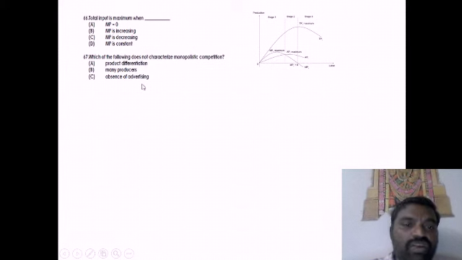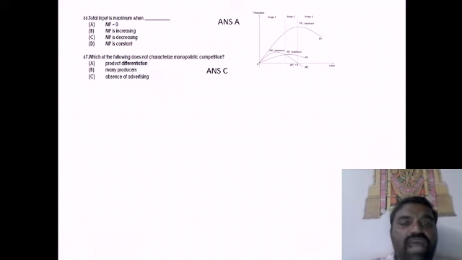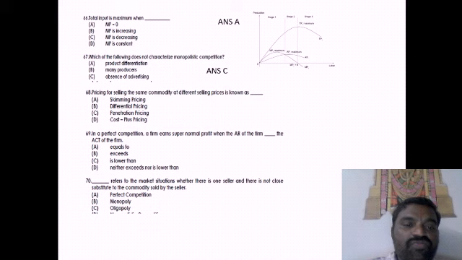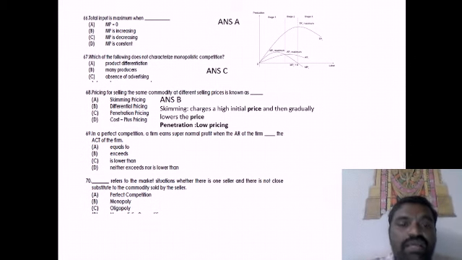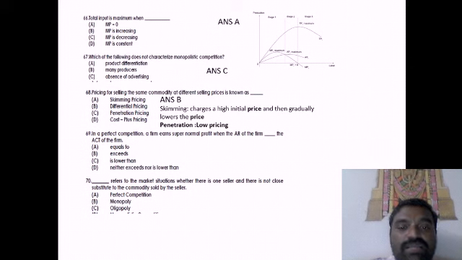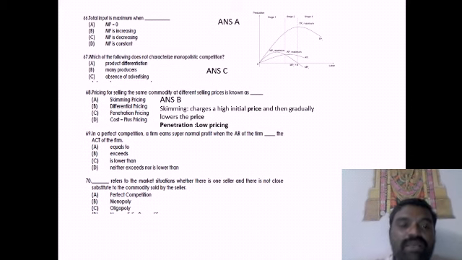Next, which of the following does not characterize monopolistic competition? Absence of advertising. So in monopolistic competition, product differentiation will be there and many producers will be there. So answer is C. Next, pricing for selling the same commodity at different selling prices is also known as skimming. Skimming means charging a high initial price and then gradually lowering the price. That is called the skimming price. So here the question is not that one.